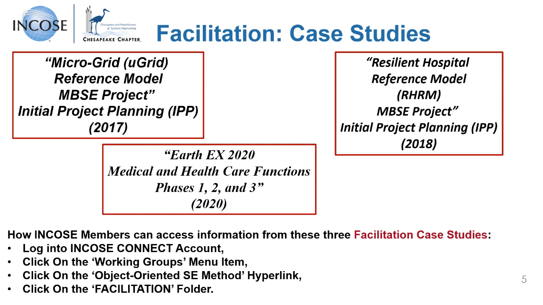Here's information about facilitation as I've applied it in 3 ways. In 2017, at the Johns Hopkins University Applied Physics Laboratory, I facilitated a small project team of systems engineers and microgrid subject matter expert key stakeholders through specific initial project planning, or IPP, process steps in a series of 3 6-hour meetup sessions to begin their microgrid reference model-based systems engineering project.